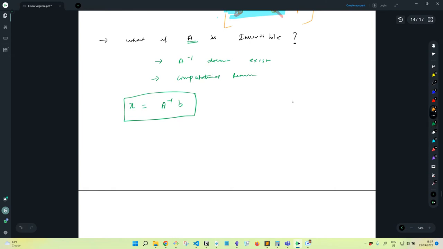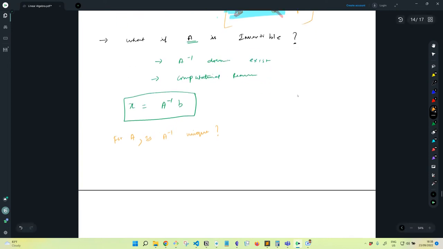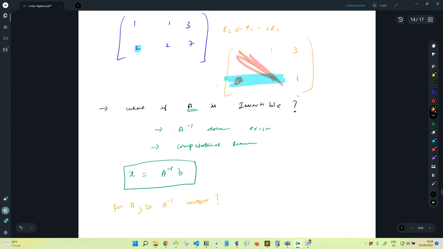So now x is A inverse B. Let me ask you a question. Given a matrix A, is A inverse unique? Yes, it is unique. Now, before I ask what you can tell about the system of linear equations, I would like to tell you one concept. We saw that if any row becomes all zeros, then A is not invertible, and the converse is also true.